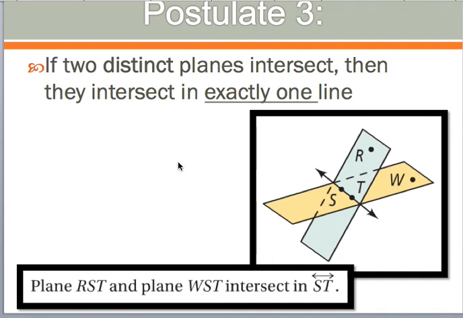Postulate 3, moving right along. If two distinct planes intersect, then they intersect in exactly one line. This is very similar to two lines intersecting, except that now we've added a second dimension, or technically a third dimension, so we will have an intersection at a line. You might want to pause the video at this point because I'm going to keep going, but you need to copy this diagram down, and it may take you a little longer. By all means, copy and pause the video. You might want to trace it by putting your paper up to the computer screen.